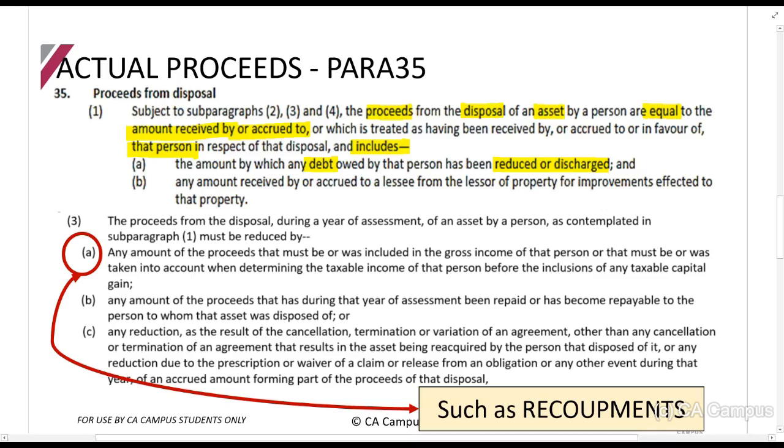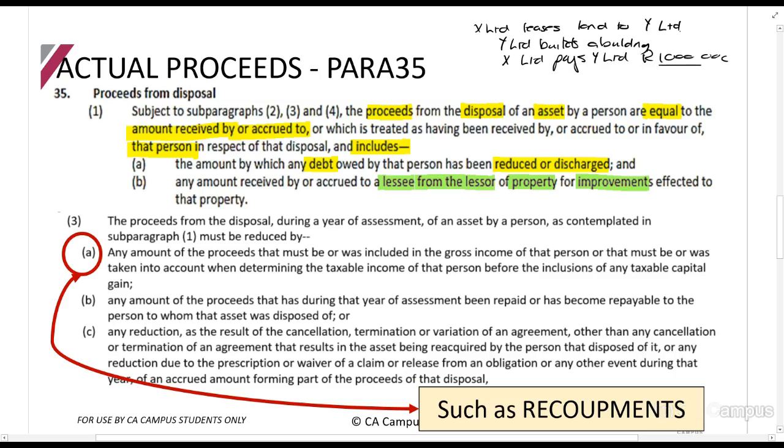And then they say the last one, any amount received by or accrued to a lessee from the lessor of a property for improvements effected to that property. So, X Limited leases land to Y Limited. Y Limited builds a building. X Limited pays Y Limited $1 million for that. That $1 million is proceeds for Y Limited. Right, that's what they talk about here.